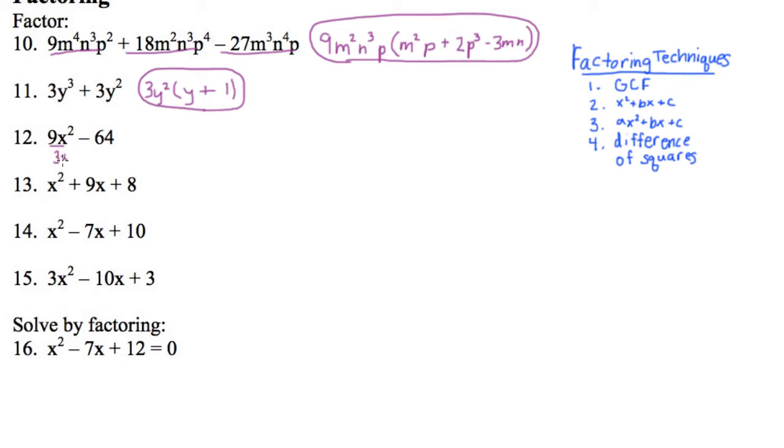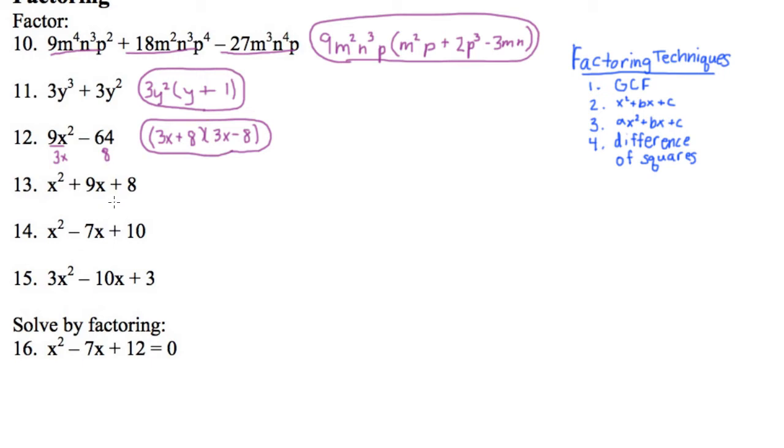3x when squared becomes 9x squared, and 8 squared is 64. So the difference of squares rule tells you that this will be 3x plus 8 times 3x minus 8. And again, you could check that by multiplying it out. That's difference of squares.